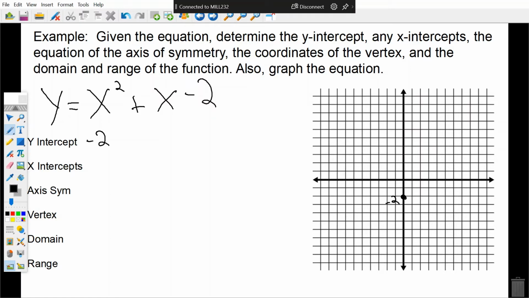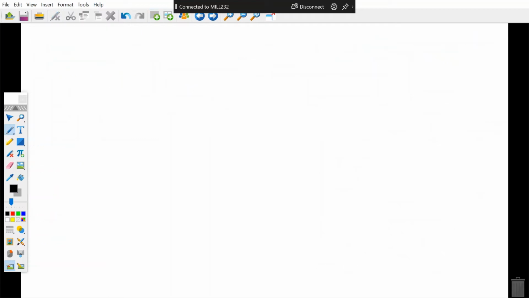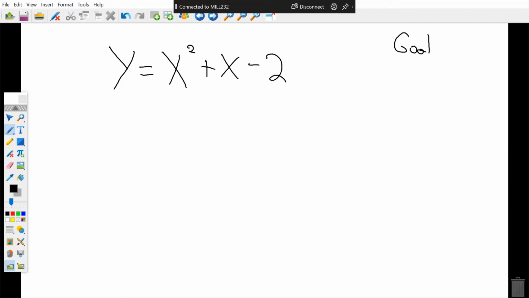As far as what the x-intercepts are, if there are any, you have to factor this. Remember, to find the x-intercepts, we have to make y equal to 0. So if we make y equal to 0, I'm going to go to the next slide for a minute so we can have a little more space to work here. Y equals x squared plus x minus 2. Our goal for the next 2 minutes is to find the x-intercepts.